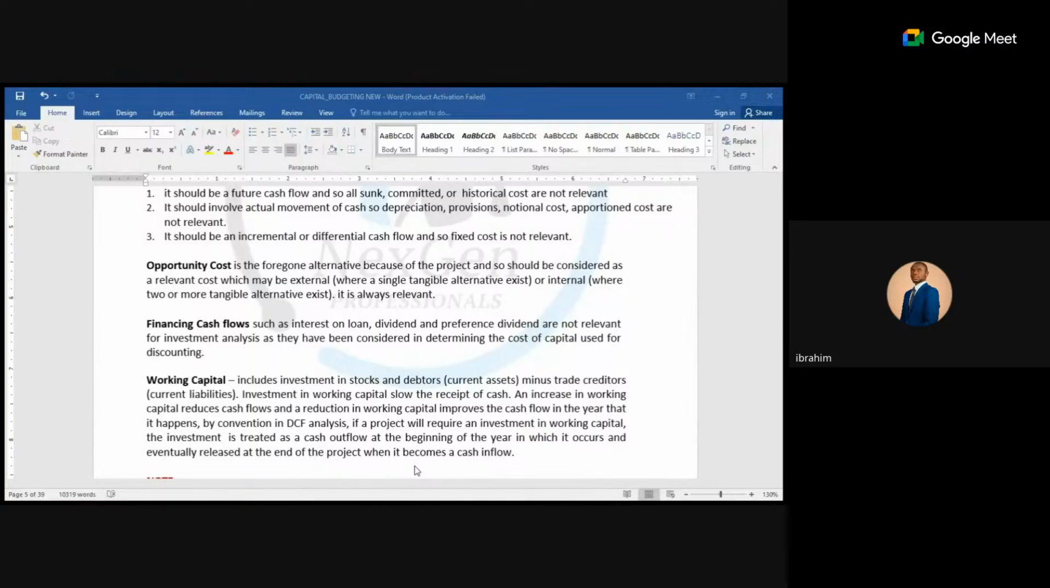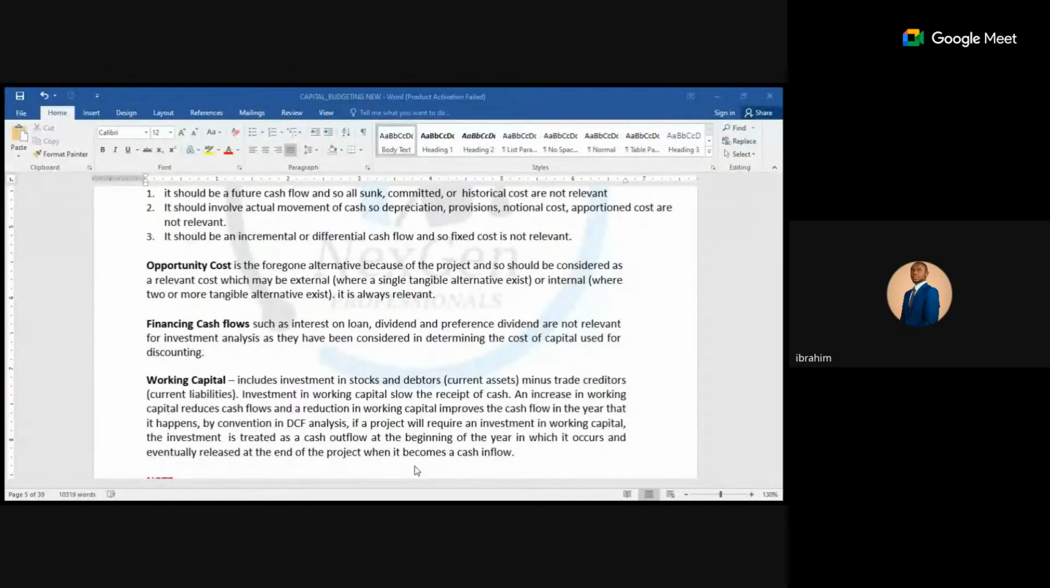Now, one of the relevant costs is opportunity cost, right? Alternative forgone. Instead of you embarking on this project, you can even save money, right? It means that you may actually forgo the project and save money. We'll see a case scenario like that. So opportunity costs are always relevant.